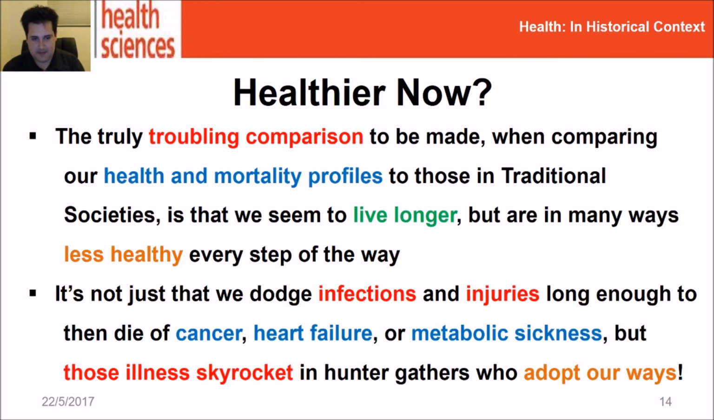That's the most troubling aspect of this, that it's not just that we're dodging infections and injuries, because we're not only dying more these days of cancer and heart failure, various kinds of metabolic sickness that contribute to this, lifestyle issues that make you more likely to have heart attacks, things like diabetes are also relatively skyrocketing. And again, it isn't just a pure, we're now able to do this because we don't die of what hunter-gatherers used to die of. If hunter-gatherers, like when European colonization comes to New Guinea, start to adopt our ways, they take on sedentary lifestyles and eat our kind of food, they develop the exact same health problems that we do. It's a symptom of how we live our lives.